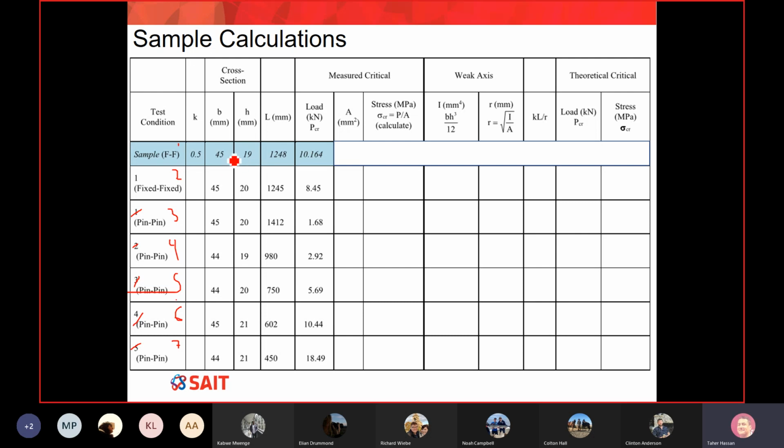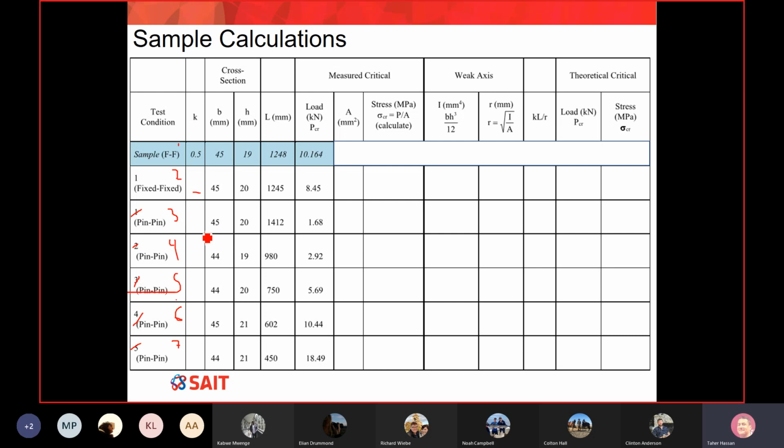We can see here we give you the measurements 45 and 19 in millimeters. So that's the B and H. They are almost the same, very close to each other. So 45 millimeters, and the height is a little bit different, like 19 or 20 or 21. And we change the end condition. The first one is fixed. The second one is fixed. And then everything else is pinned, which means it's free to rotate.